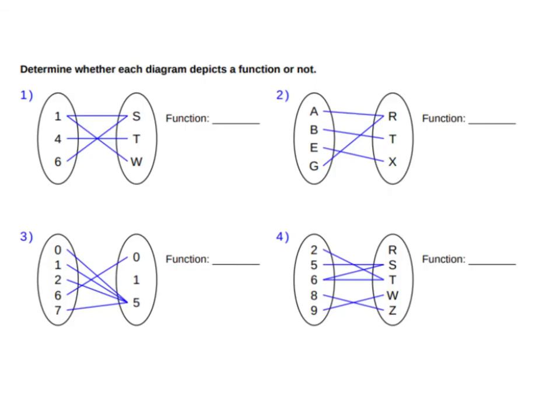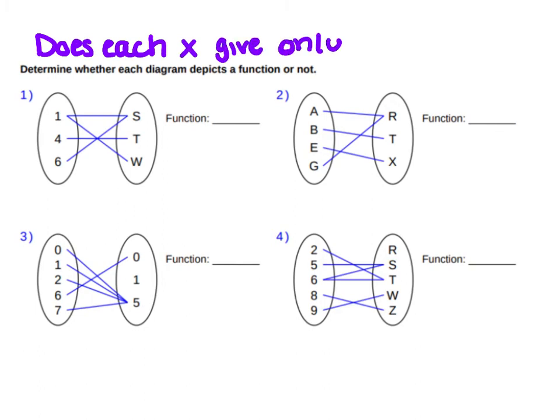Now in the next example, we have to determine whether each mapping diagram results in a function by seeing how the x values go with the y values. In order for it to be a function, we're basically asking ourselves, does each x give only one y?